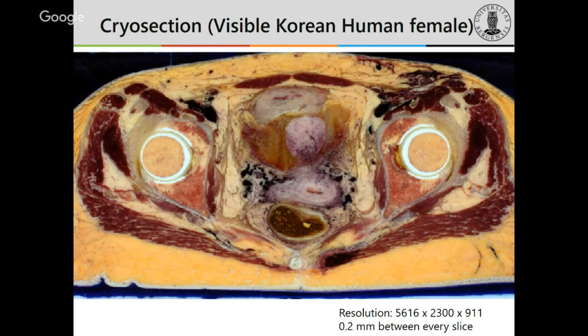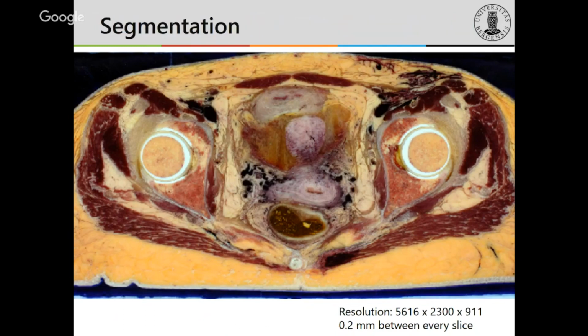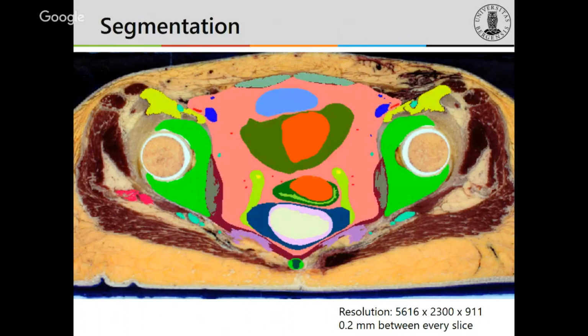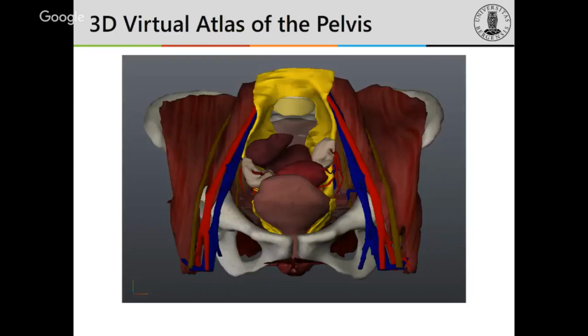What we did next is we had a medical expert manually annotate all of the important regions in this pelvis. So here's what that looks like. For each of these 911 slices, she manually outlined where the important surgical structures are. And this was a very important process because it allows us to reconstruct a 3D model from this. And this we call the 3D virtual atlas of the pelvis.